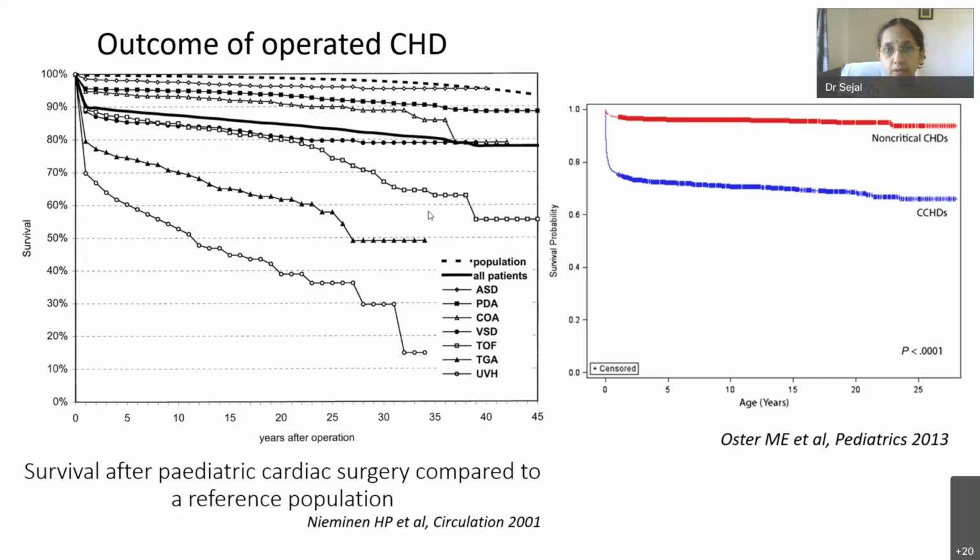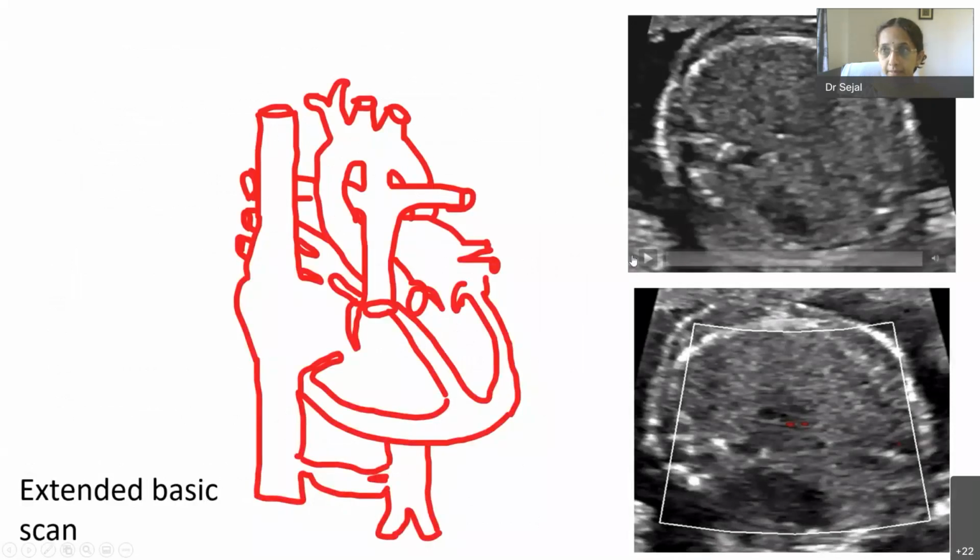So based on this, your counseling should go. In general, I would say that you would put tetralogy in between, with the VSD, ASD, and coarcts closer to normal, and the univentricular, truncus, etc., much further from normal in terms of long-term outcome. So now with this, I think a complete scan is important, which is the extended basic scan.